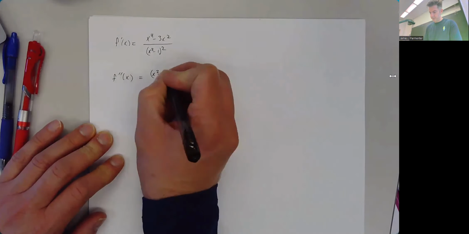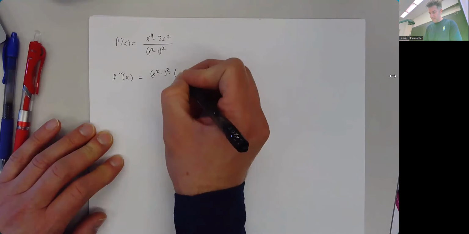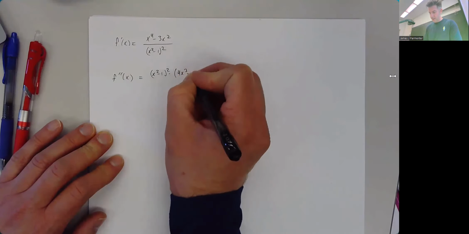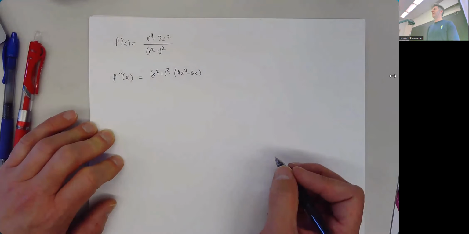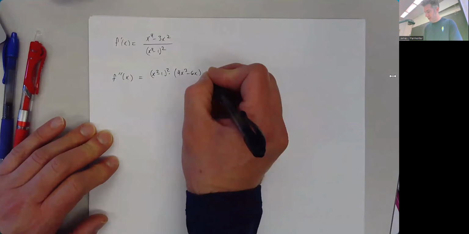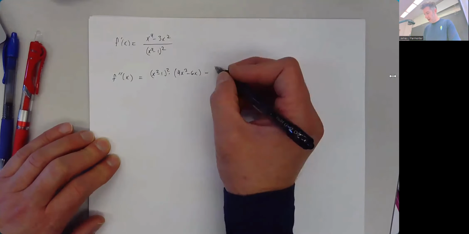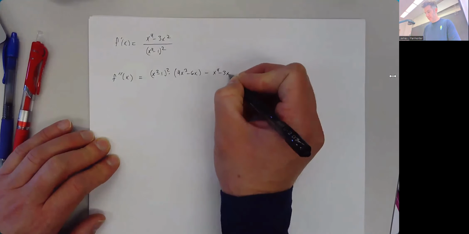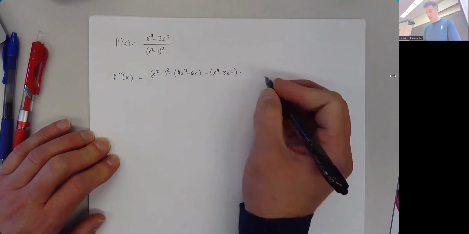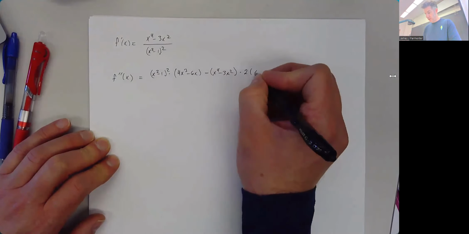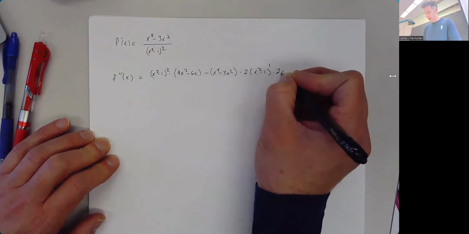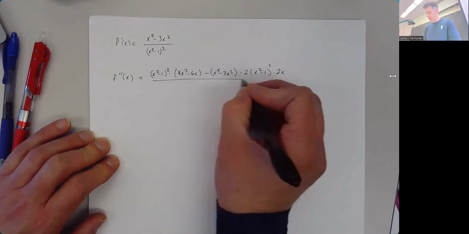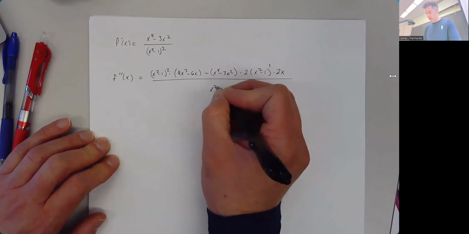Bottom times the derivative of the top, which is going to be 4x cubed minus 6x. I feel like I just kind of whispered those words, minus 6x. And then minus the top times the derivative of the bottom. I have to use the chain rule. It's going to be 2 times our stuff to the first times the derivative of the inside stuff, all divided by x squared minus 1 squared squared.